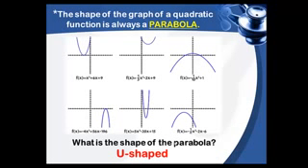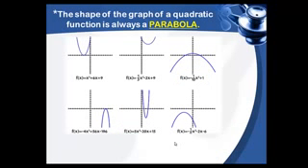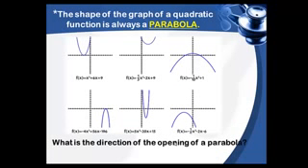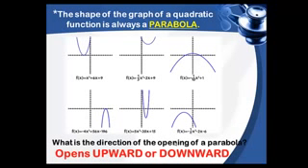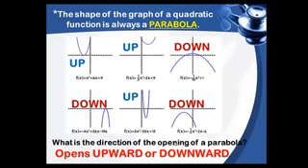What is the shape of the parabola? It is U-shaped. Here, the parabola is wider. This one is narrower. What is the direction of the opening of the parabola? It could open upward or downward. It's up and down.